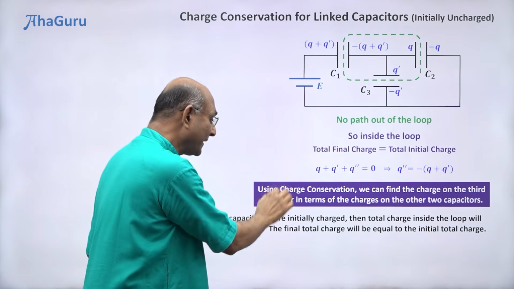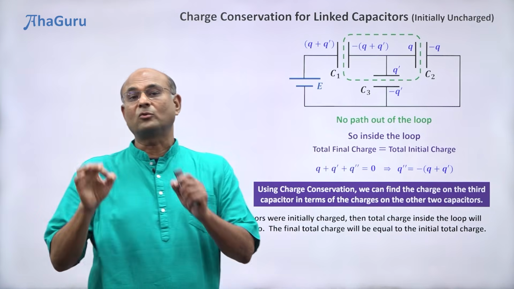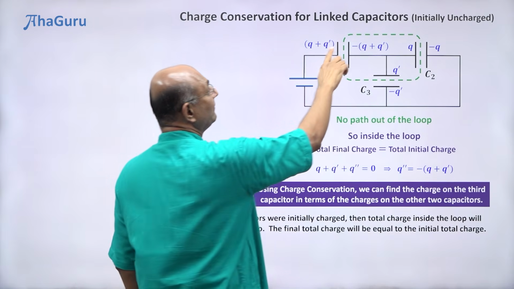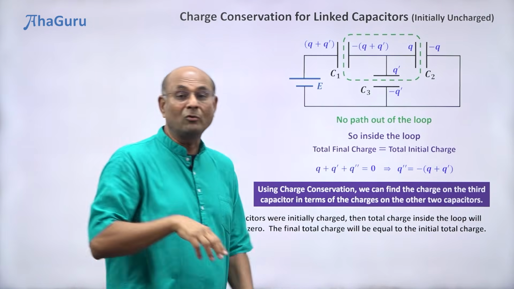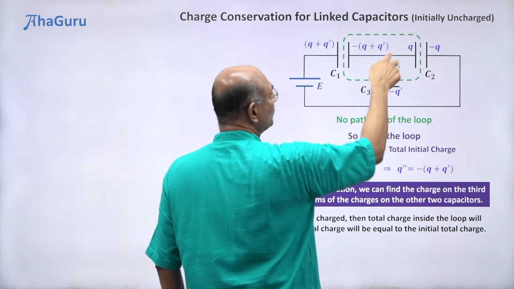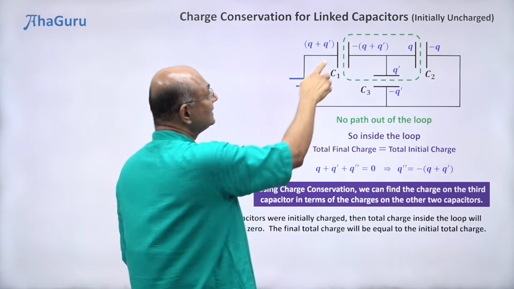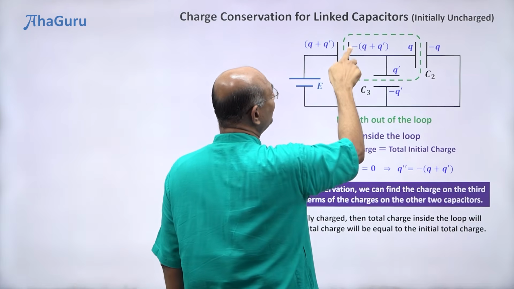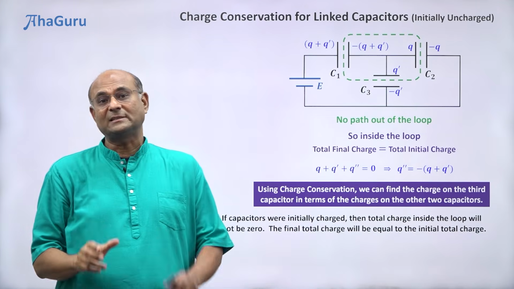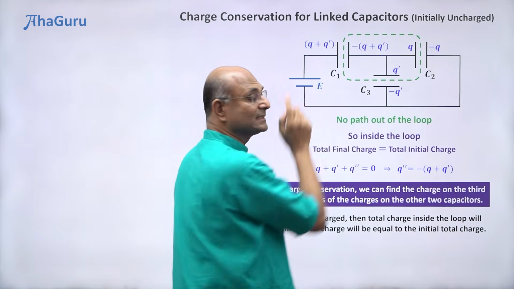The total final charge inside the loop is always equal to the total initial charge inside the loop. So remember that using this, I don't need to know how the charge flows. I can directly find the answer, right? Once I say this is Q dash, I know that this must be, in this case, because it was initially uncharged, minus of Q plus Q dash. So this must have Q plus Q dash. So you can quickly find the charges on each of the capacitors using charge conservation.